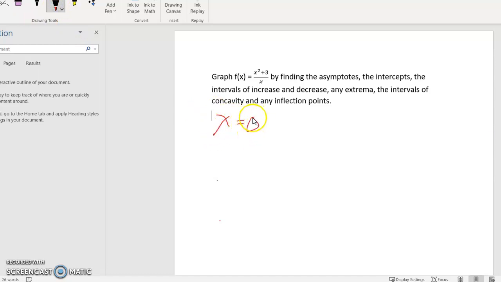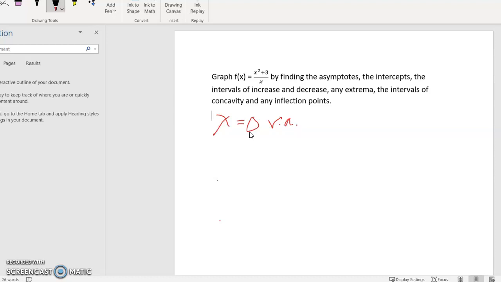Now, recall that we always have to check this in the numerator. If this value makes the numerator 0, then it's not a vertical asymptote, it's a hole in the graph. So if I look up here, 0 squared plus 3 is not 0, it's 3. So this is a vertical asymptote, and I'm just going to abbreviate it VA for vertical asymptote. And that's the actual equation to that vertical asymptote, x equals 0.